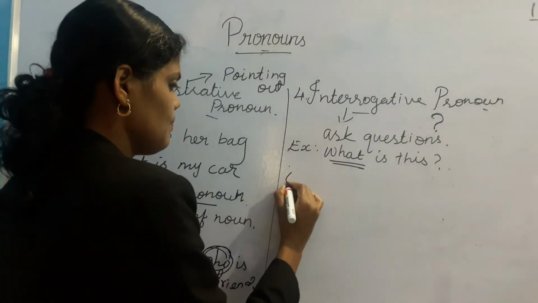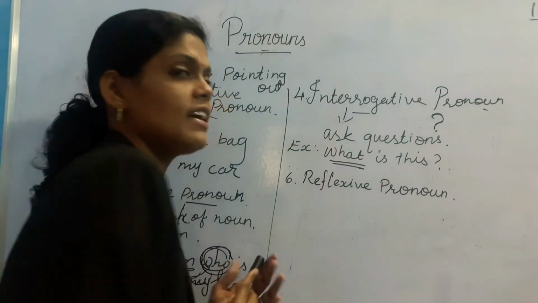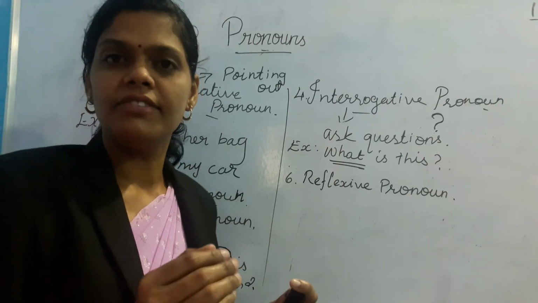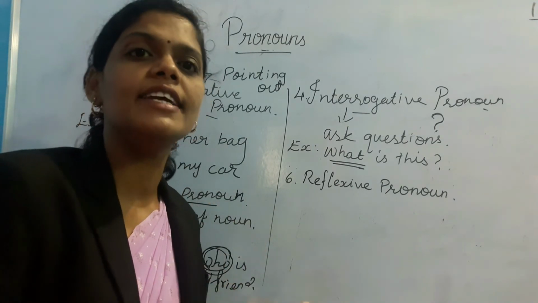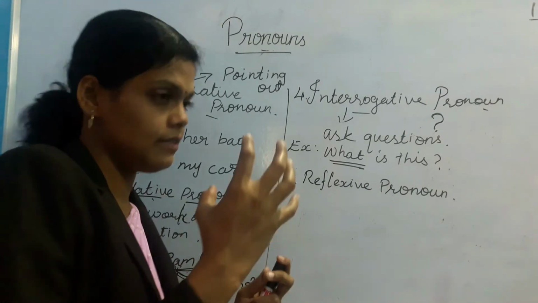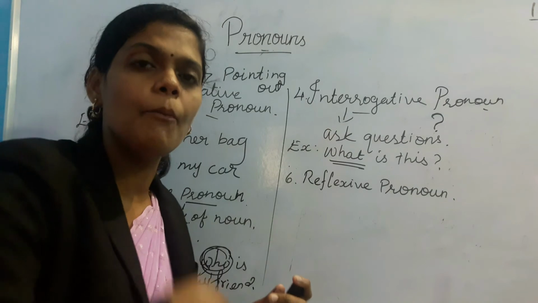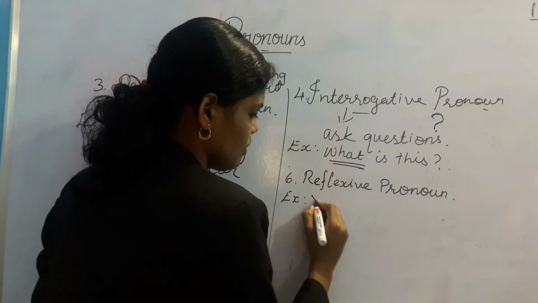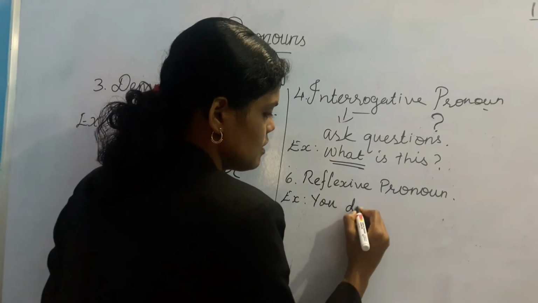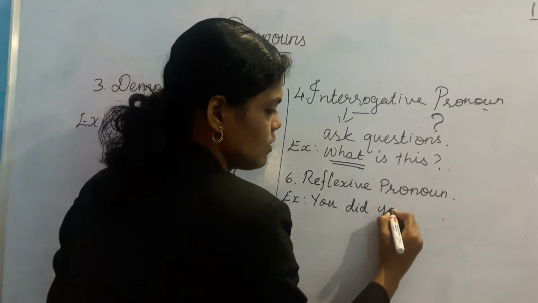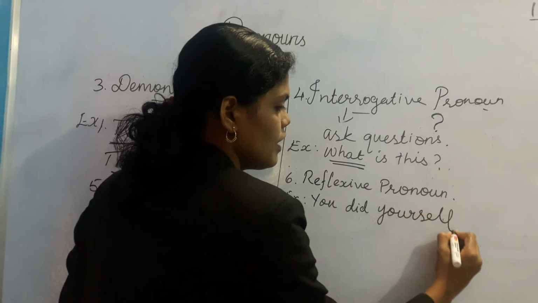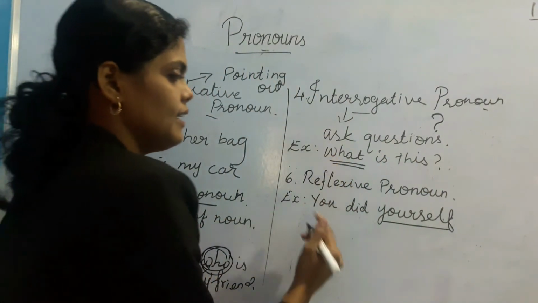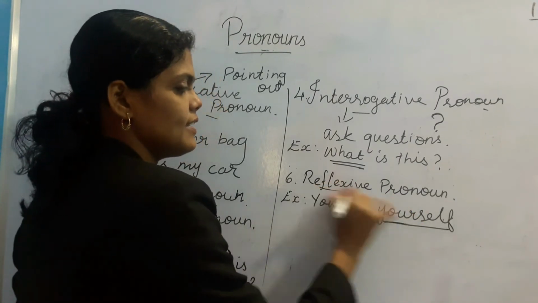Now let's learn what is reflexive pronoun. A pronoun which shows the action of the subject reflecting upon itself. It shows the person or subject reflects upon itself. For example, you did yourself. You did this work yourself. It shows the action upon itself. That is, yourself is called a reflexive pronoun.